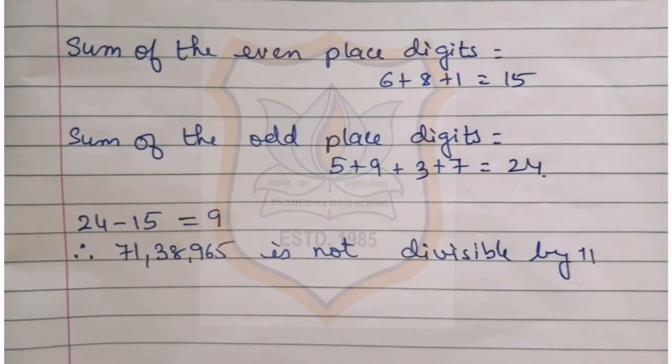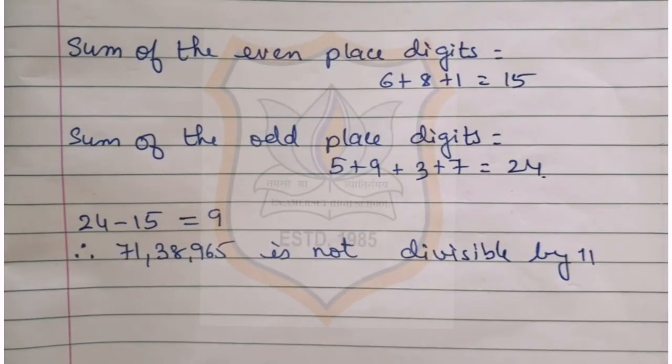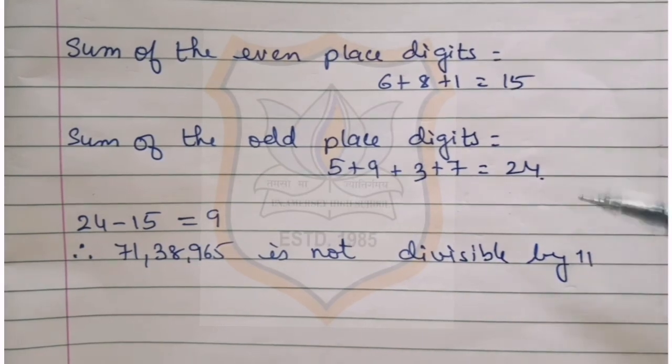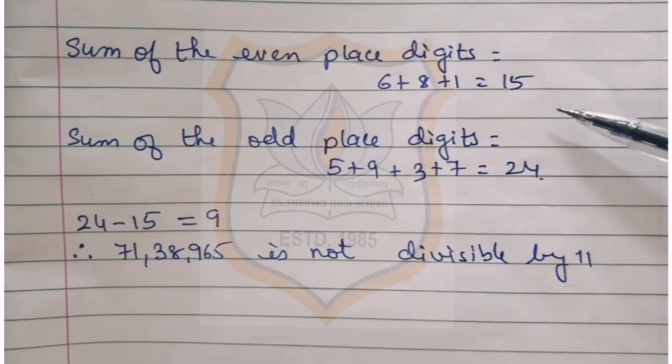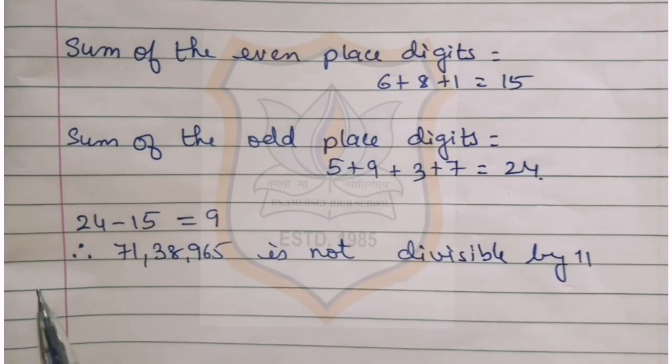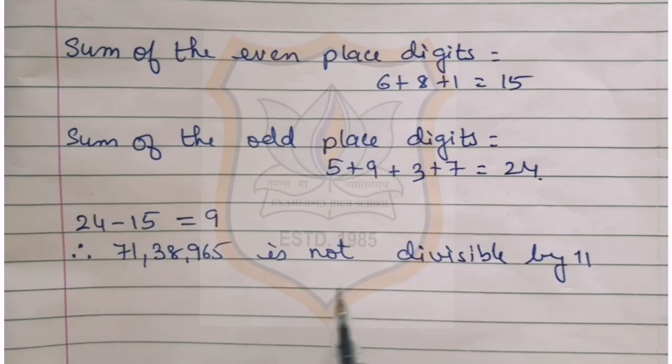Now we have to find out the difference between the sum of the digits at the odd places and the sum of the digits at the even places. The sum of the digits at the odd places is 24 and the sum of the digits at the even places is 15. So by subtracting 15 from 24 we get 9. Therefore 71,38,965 is not divisible by 11.